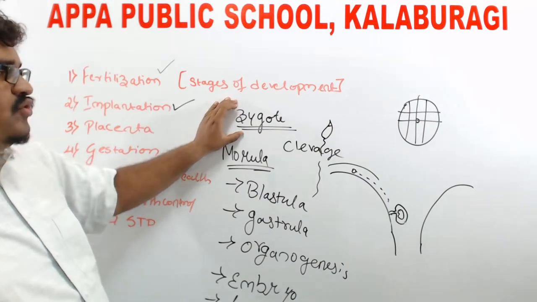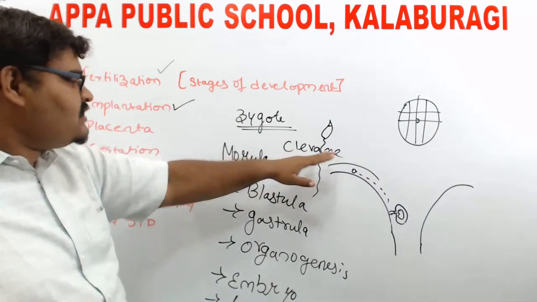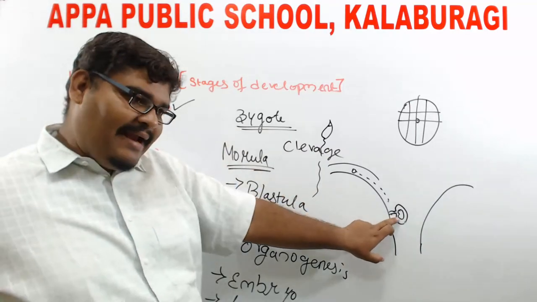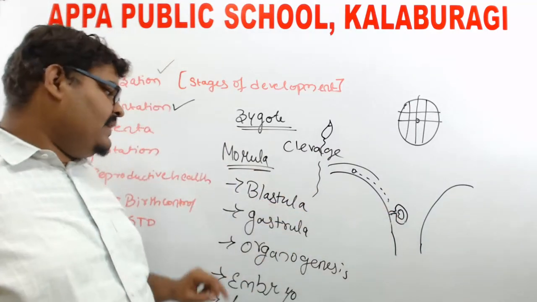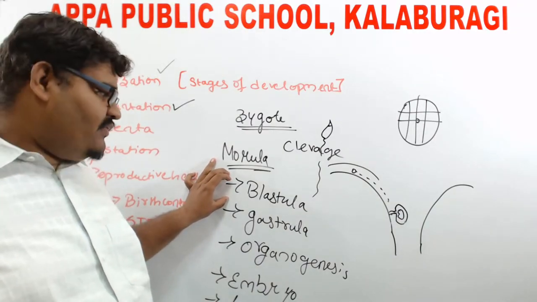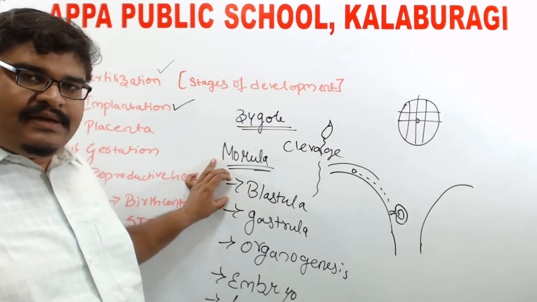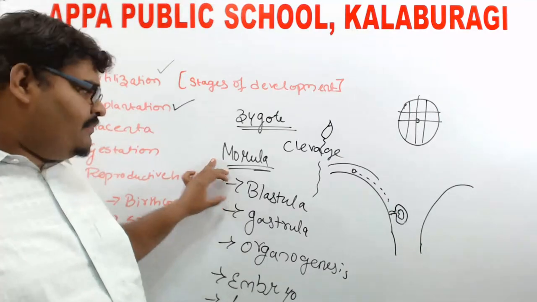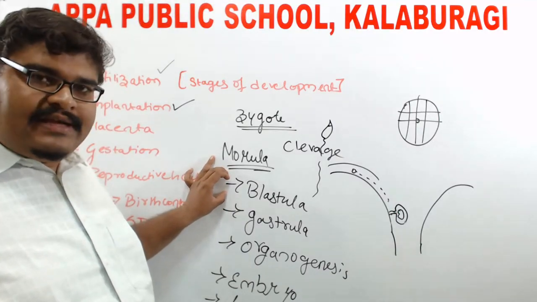Okay, zygote undergoes a repeated cell division called cleavage to form morula. Morula just goes and implants into the wall of the uterus. Then the blastula stage begins. It is one of the most important steps in the development of the embryo, that is, the development of the fetus usually. Okay, blastula takes place.